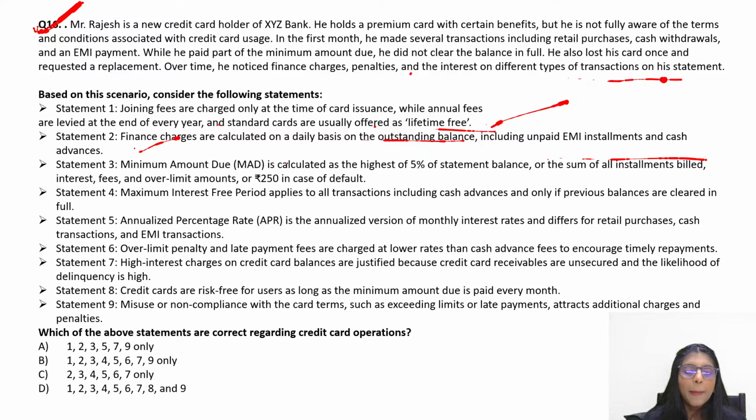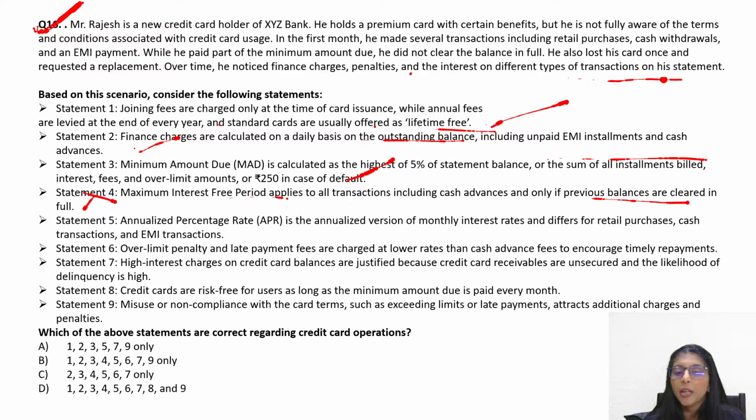Statement 3, minimum amount due is calculated as the higher of 5% of the statement balance or the sum of all installments, bills, interest, fees, and over limit amount, or rupees 250 in case of default. Correct. Statement 4, maximum interest free period applies to all transactions including cash advances only if the previous balance is cleared in full. It's incorrect. Maximum interest free period does not apply to cash advances. It applies only to retail purchases if the prior balance is cleared, but not to cash advances.